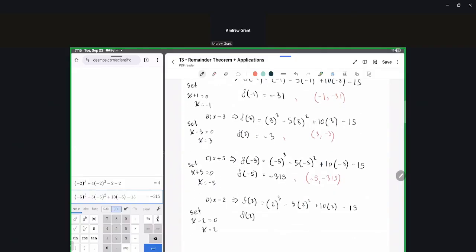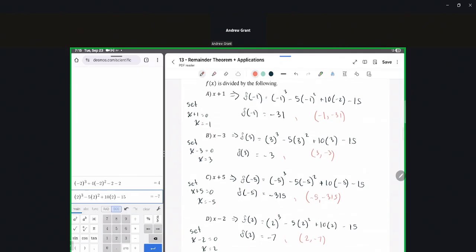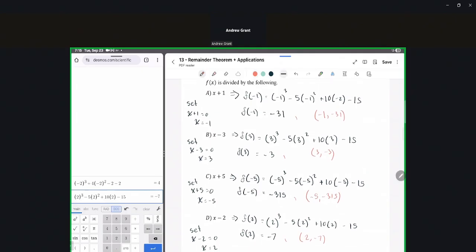And so f of 2 will be equal to, and again, I'm just on my calculator going to swap out -5 for 2. And I get as an answer -7. Okay. And for clarity purposes, this does correspond to the point 2 comma -7 on the graph. Okay. So this is the remainder theorem. This is the basics of how these things work.